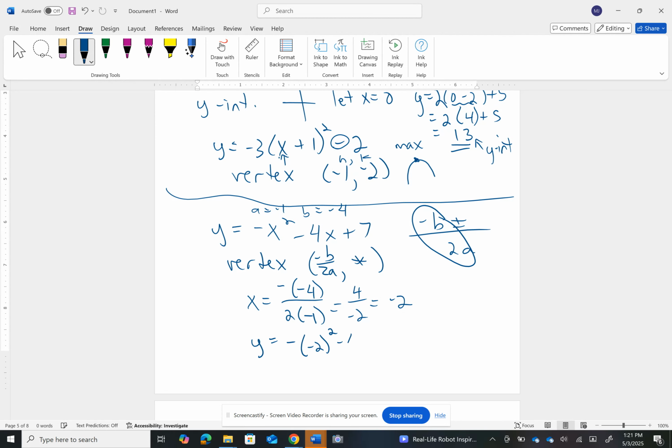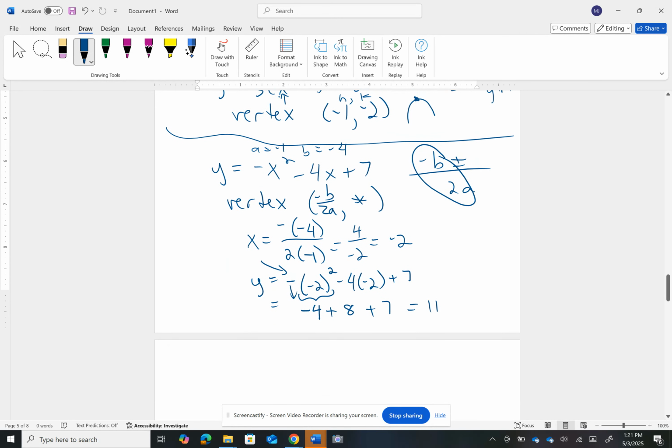And then you got to watch how you simplify this first term. The squaring happens first and gives you a positive 4 there, but you still have this minus out in front. So it's negative 4. And then a negative times a negative is plus 8, and then plus 7. So we wind up with 4 plus 7, which is 11. That's the y-coordinate of the vertex. Okay? So now we need to think about this. So this particular parabola is opening down because the a value is negative. That negative 1 is this spot right here, okay?